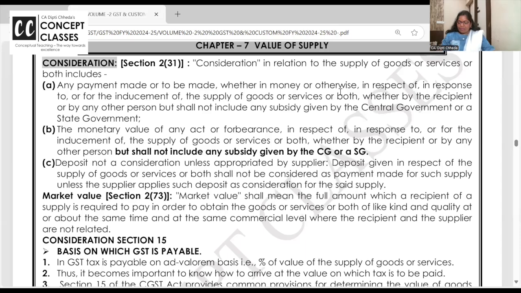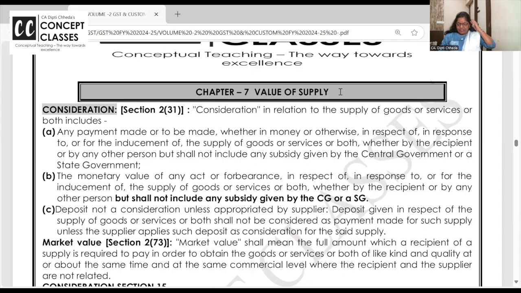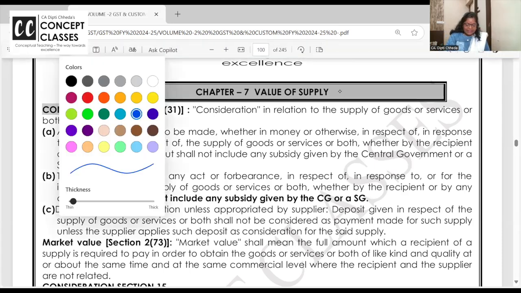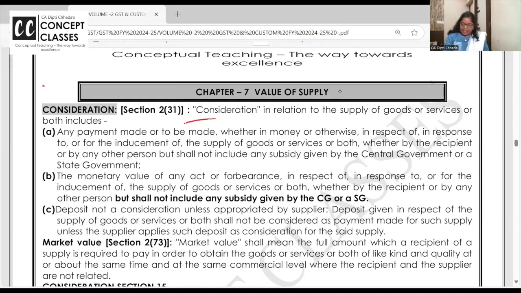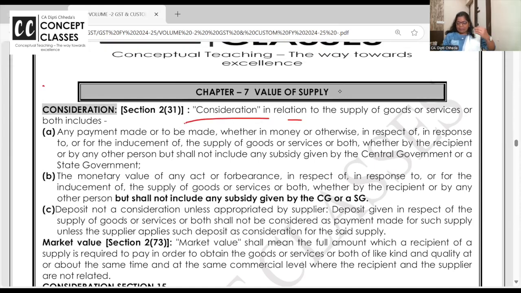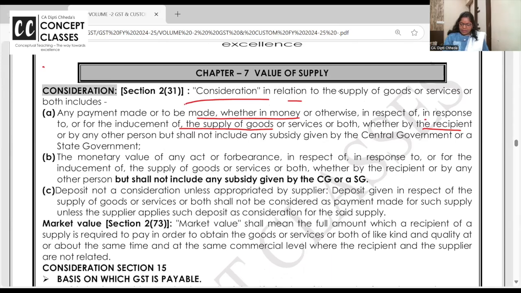For value of supply, again, we have certain definitions which we should know, because we are dealing with the value, what is coming in. We have already done these in the second chapter also, but once again, consideration. Consideration against my supplying goods and services is anything which is coming in cash, money terms, or in kind, from the recipient. But it will not include the subsidy given by the central government. If subsidy is coming from the central government and state government, you will not take it as part of consideration or the transaction value.